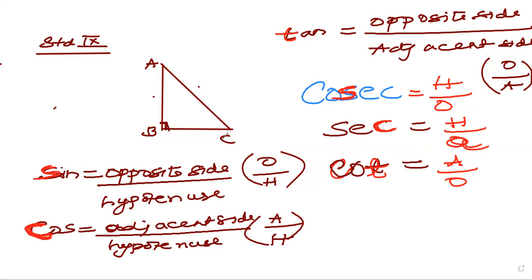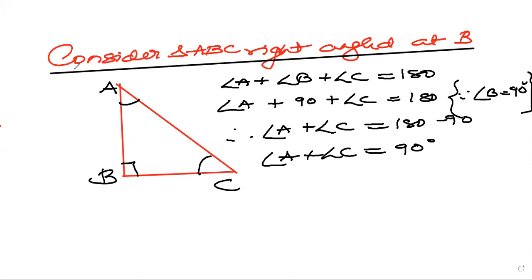Sine, cos, tan, O, H, O, A. Now we'll try to understand these formulas in a little more depth. Are you getting me here, children? So let's see here. Now consider triangle ABC, right angle at B. B is 90, okay? Now look here, angle A plus angle B plus angle C equal 180. Sum of all angles of a triangle is 180.